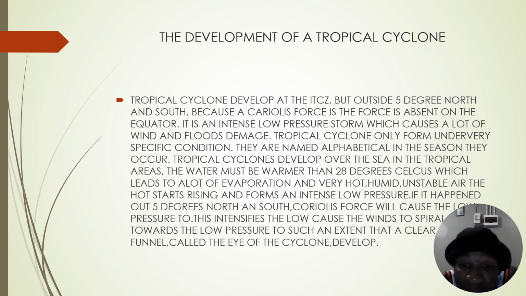This intensifies the low, causing the wind to spiral towards the low pressure to such an extent that it clears a funnel called the eye, and it develops. So guys, that's how the tropical cyclone develops.